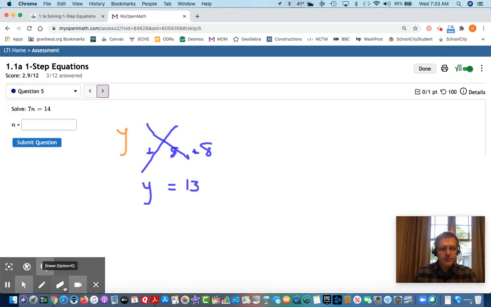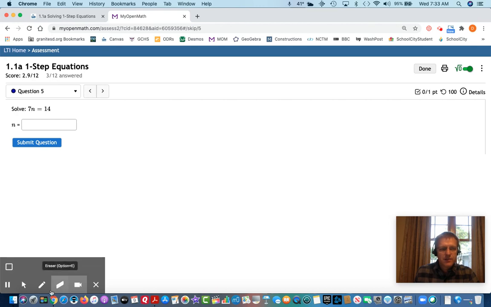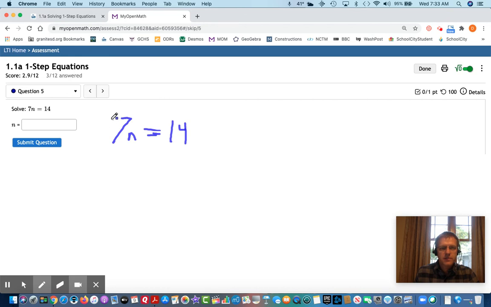How about this one? I moved on to question 5. This one says 7n is equal to 14. This will require a little more talking here. So 7n is equal to 14. Boy, I wish I could draw with a stylus or something instead of a mouse. All right. So first of all, what do we mean by 7n? Like what's going on between the 7 and the n?